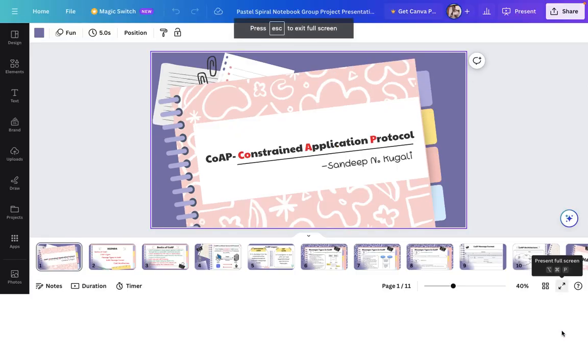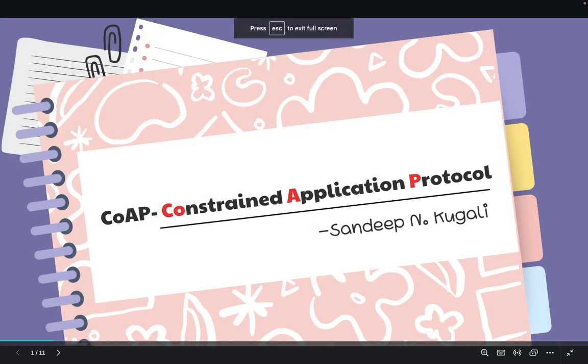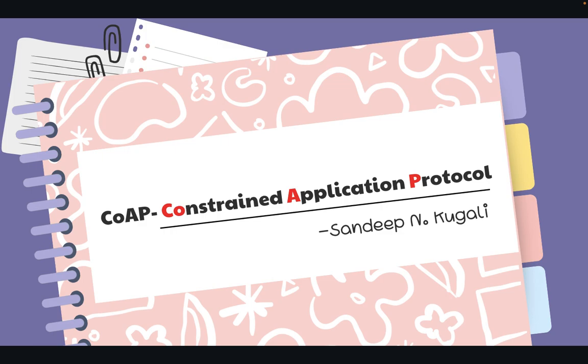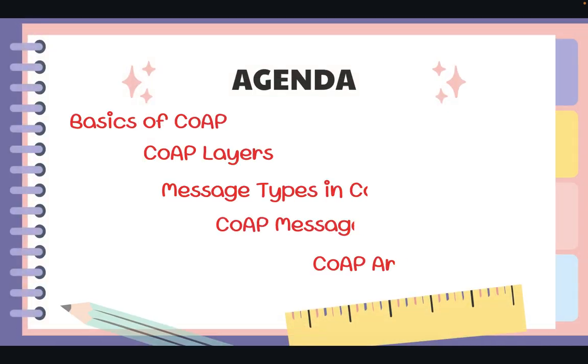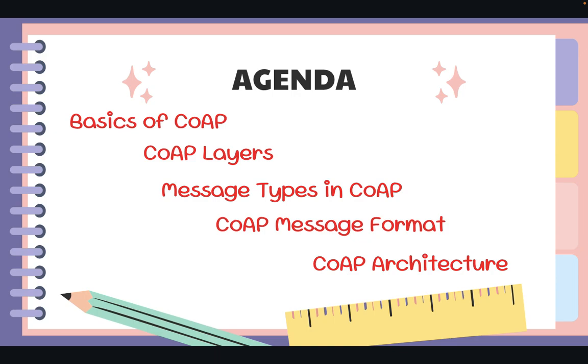In this video, I'm going to cover the most important protocol called CoAP, Constrained Application Protocol. I'm going to cover these many topics with respect to CoAP. The first one is basics of CoAP. The second one is CoAP layers. The third one is message types in CoAP. The fourth one is CoAP message format. And the last, fifth one is CoAP architecture.